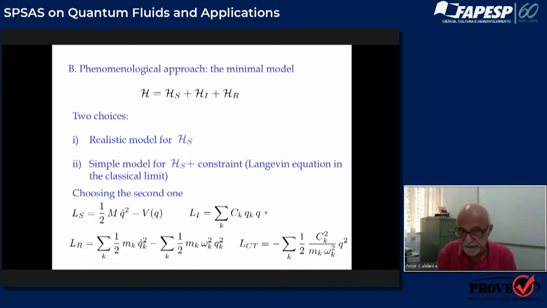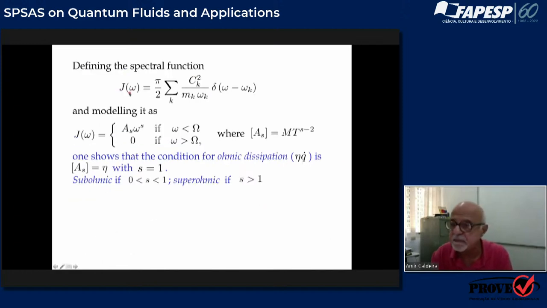On top of that, I will define some spectral function, which is a combination of all these coupling constants and frequencies and masses of these harmonic modes of the environment. In such a way that every time I describe the dynamics of my coordinates, I will have some summation over all these modes, and then I can replace these summations by integrals over this spectral function.